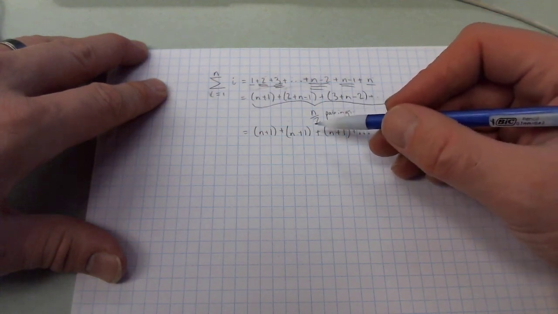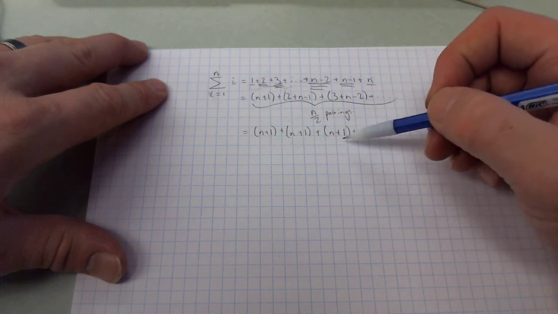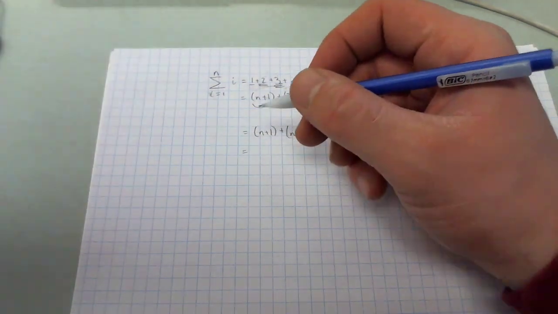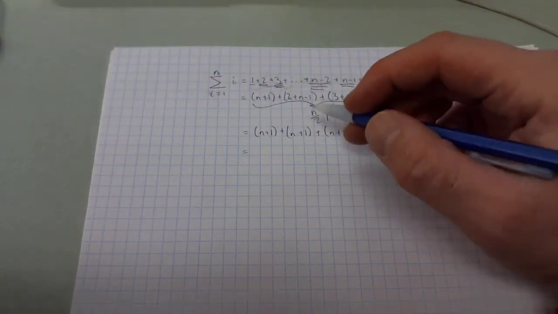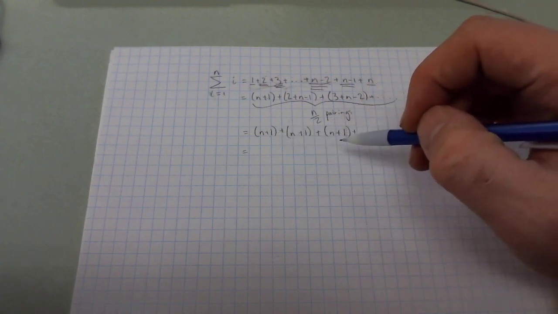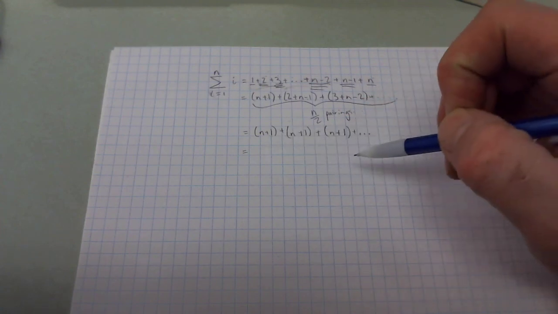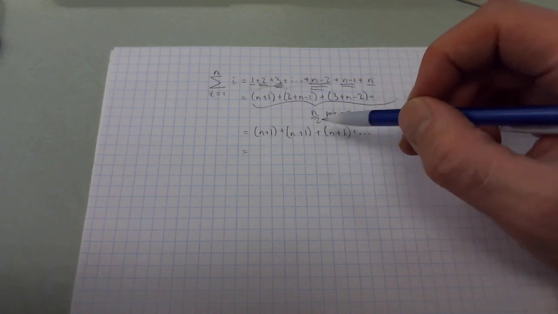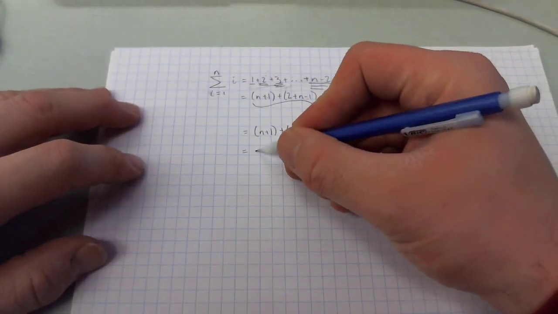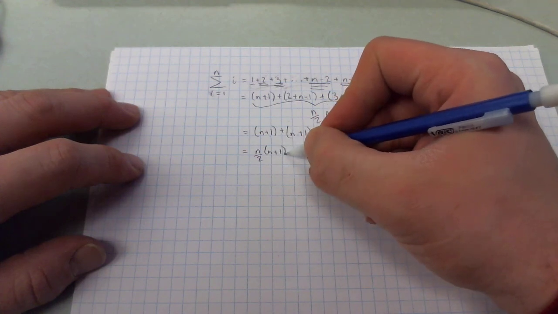Now, since there were n over 2 of those pairings, that means there's n over 2 of these n plus 1s. Well, if I have 3 2's added up, that would be 2 plus 2 plus 2, or 3 times 2. But I don't have 3 2's. I have n over 2 n plus 1's. So I have n over 2 times n plus 1.